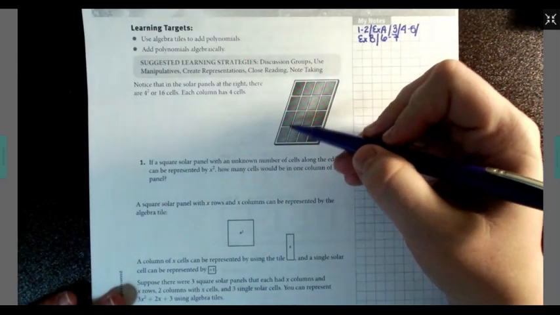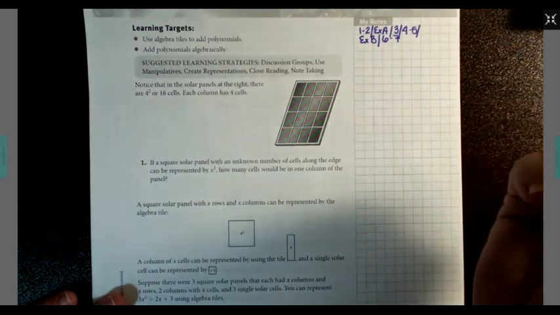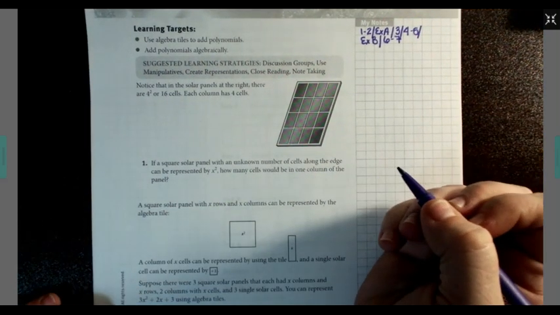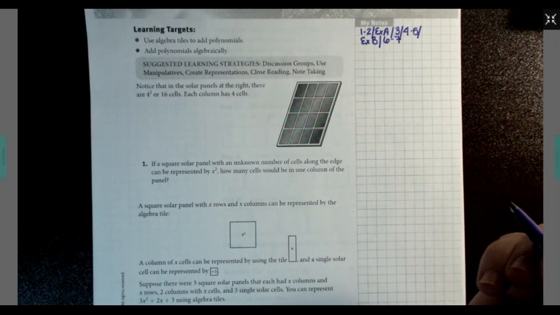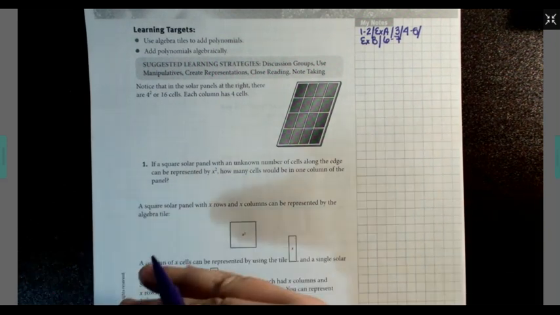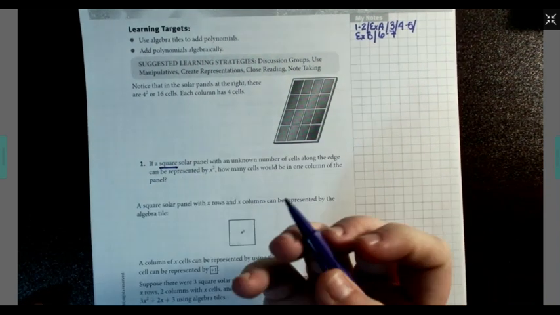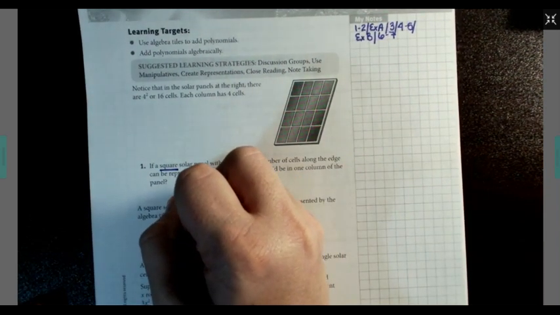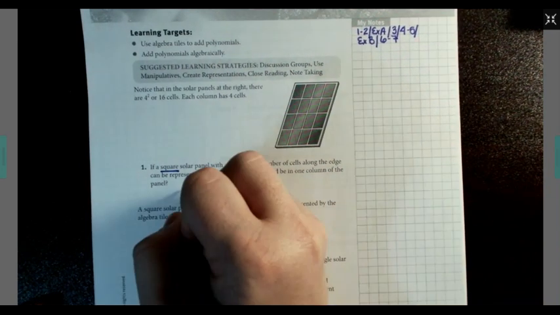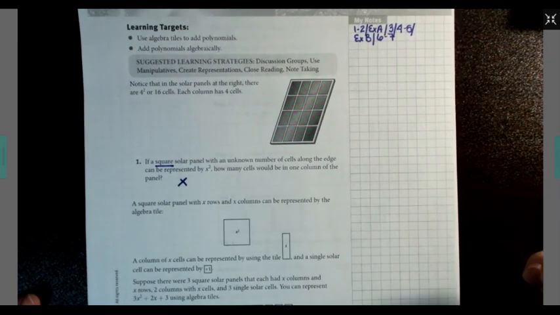So if we have x squared, how many cells would there be? Well, we know that the number of cells would be x and the number of columns would be the same because it is a square. So each column would contain x cells, as would each row.